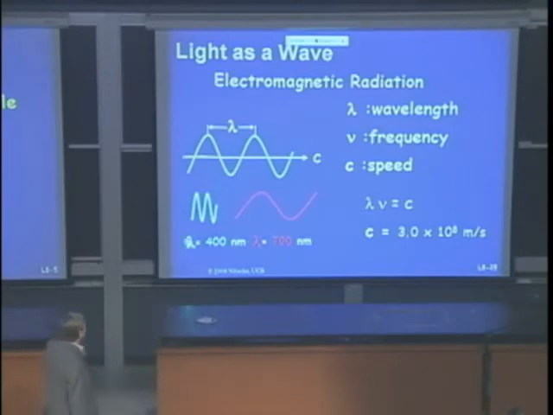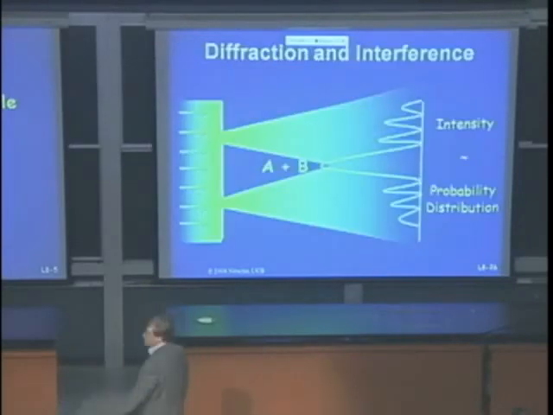The higher the frequency, the shorter the wavelength. E equals h times nu. You know that now already. So we have seen light can behave as a particle.